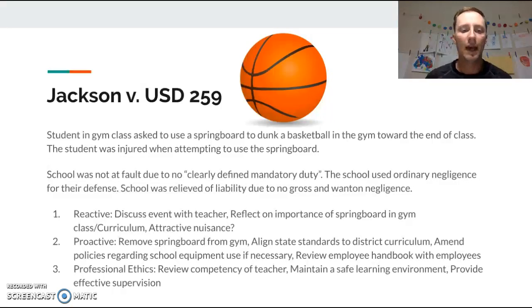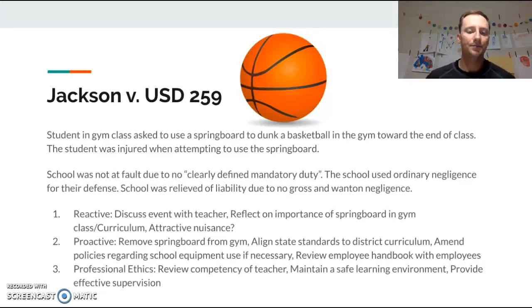So based on that, my reactive measures would be discussing the event with the teacher and reflecting on the importance of the springboard in the gym or the class or the curriculum that is being taught there, and finding out whether that special equipment is an attractive nuisance or not.